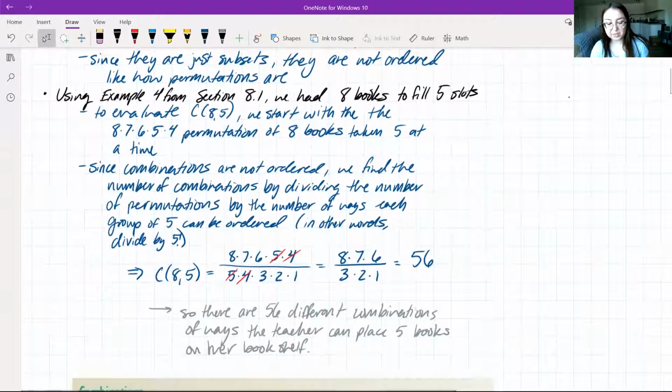So this means that there are 56 different combinations of ways that the teacher can place 5 books on her bookshelf. And remember, the value that we found for our permutations was definitely different, and that's because we could have ordered them differently. But with combinations, we don't care about the order. There are just 56 different combinations.